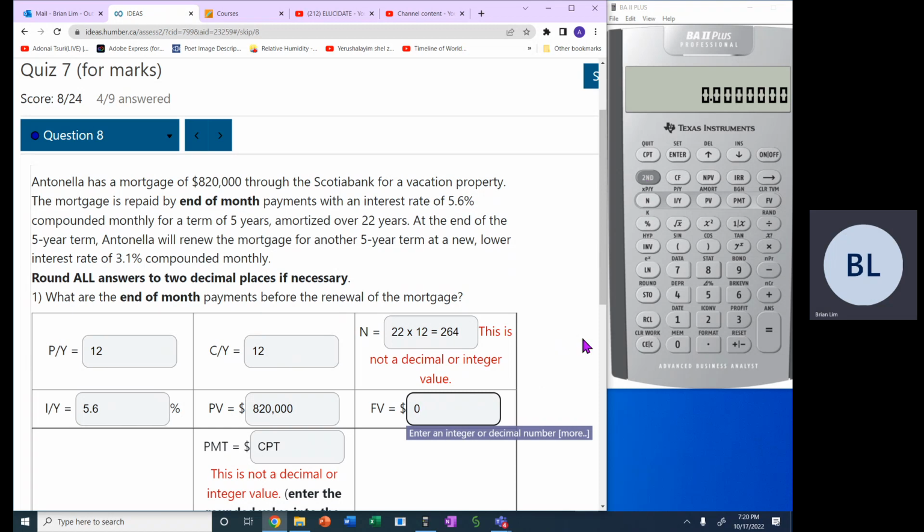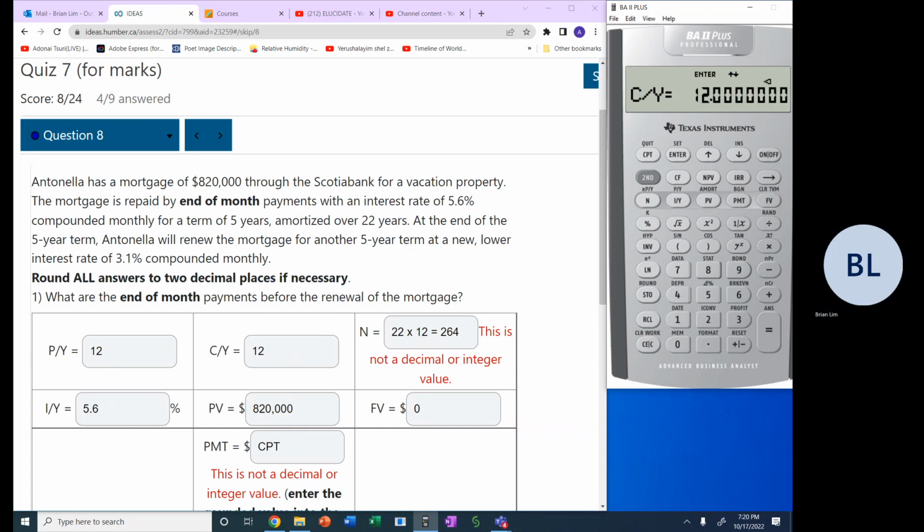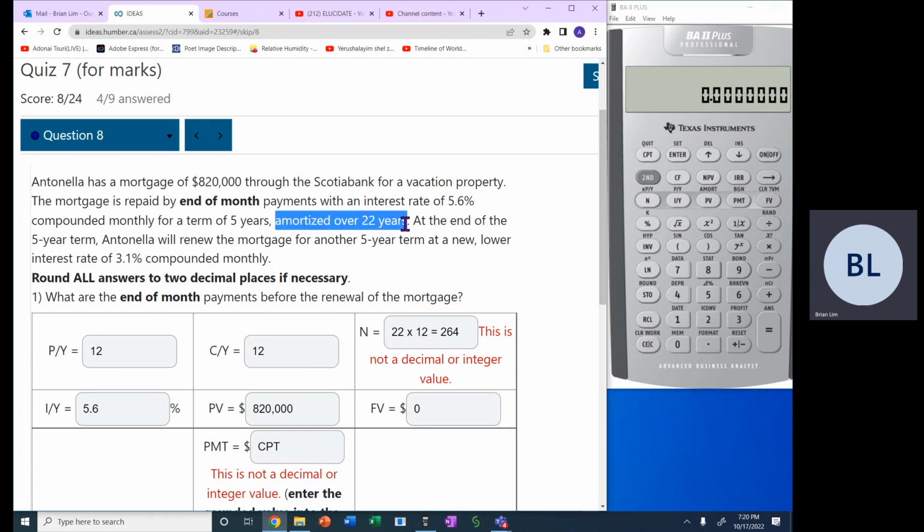To begin the calculator, we go second I/Y. P/Y is 12. We enter that. And the same number for C/Y, that is also 12. So P/Y is 12, C/Y is 12. We come out of there. Now we have the number of years. Like I said, we are using the amortized over 22 years. So that is the number that we will use, 22 years, and second N. And 264 is indeed correct.